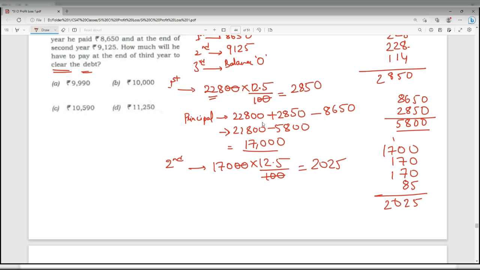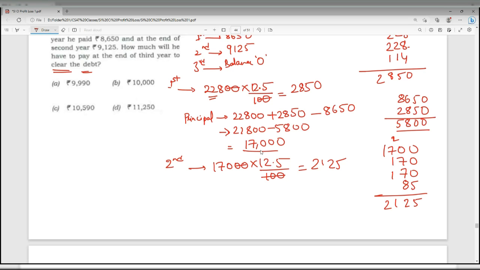Adding these up, the interest is 2125. I'm very sorry for the calculation mistake earlier. This is 2125. The interest is 2125.